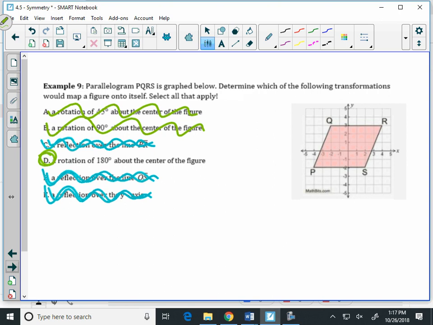Whenever you're asked to map a parallelogram onto itself, your only answer option is a 180-degree rotation about the center of that parallelogram. Every time. That's always going to be your answer. That's the only type of symmetry a parallelogram has. So it's the only type of transformation that will map onto itself.